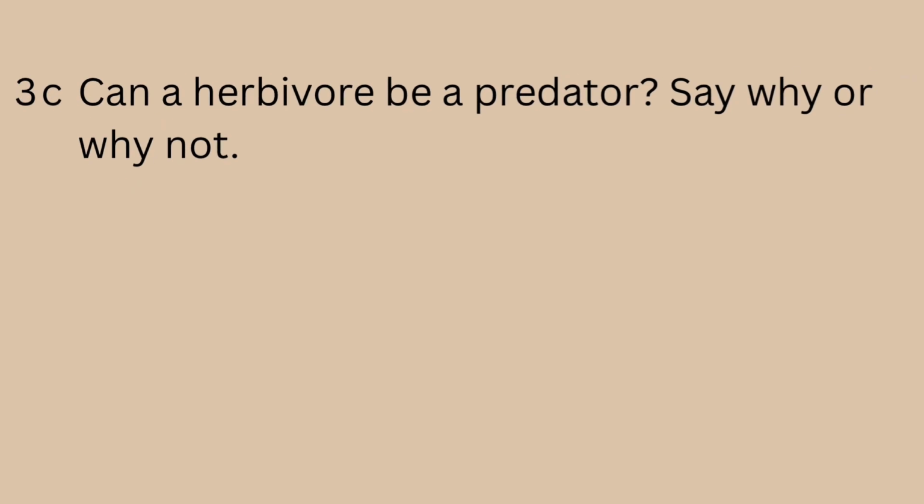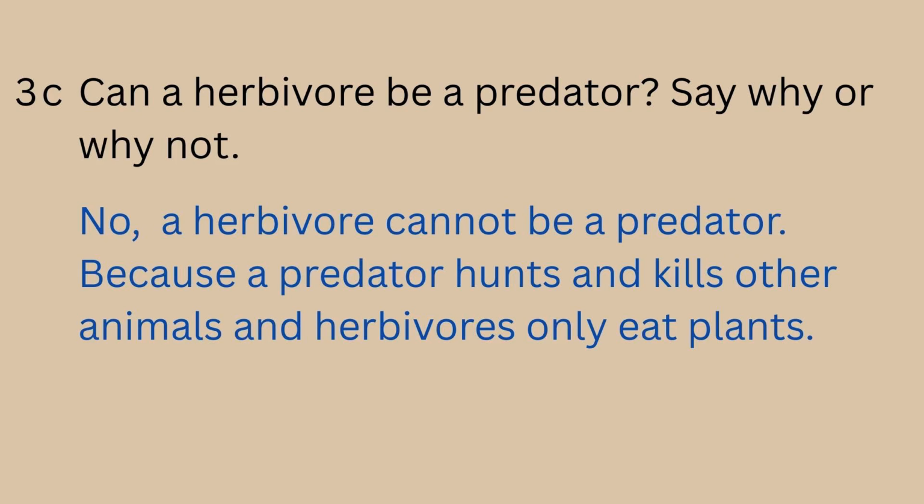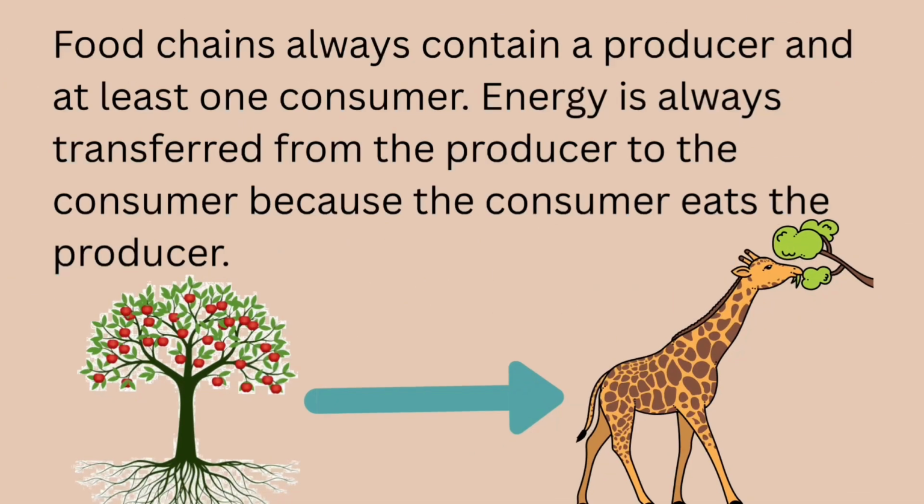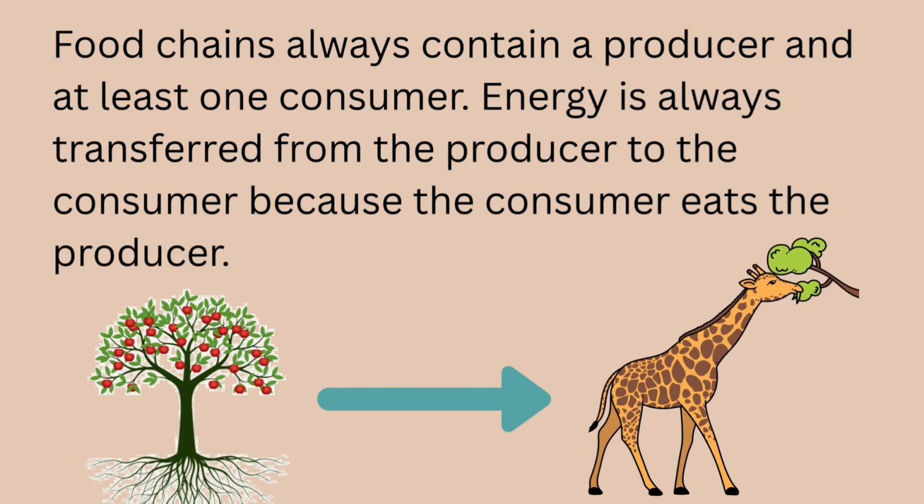Can an herbivore be a predator? Say why or why not. No, an herbivore cannot be a predator because a predator hunts and kills other animals and herbivores only eat plants. Food chains. A food chain shows the order in which animals eat plants and other animals to get energy. Food chains always contain a producer and at least one consumer. Energy is always transferred from the producers to the consumer.